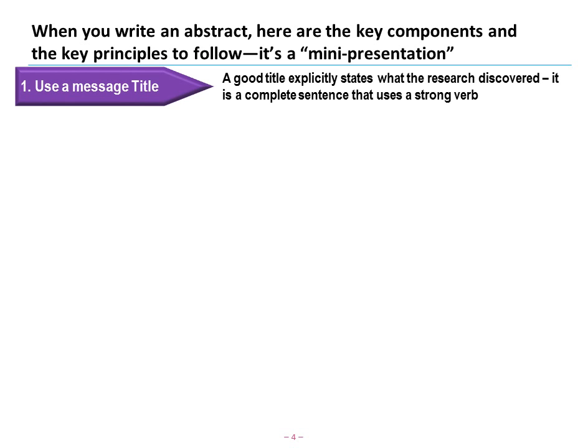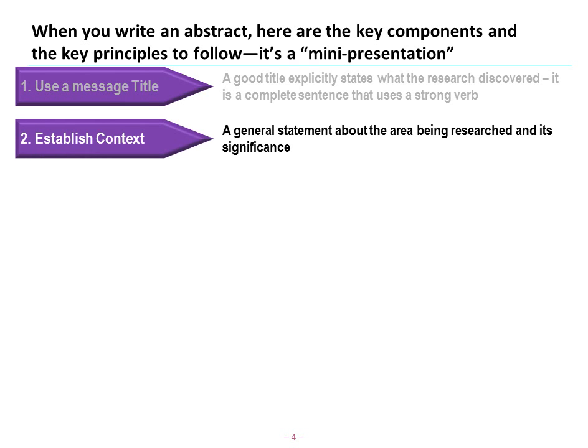First, use a message title. What do we mean by that? A title that explicitly states what the research has discovered. It's a complete sentence that uses a very strong verb. Next, your abstract should establish a context, a general statement about the area being researched and its significance, the facts.